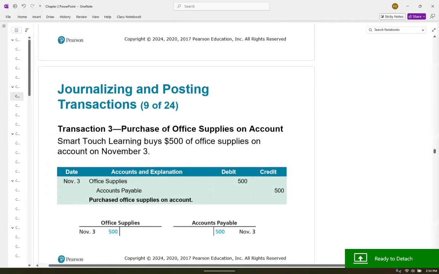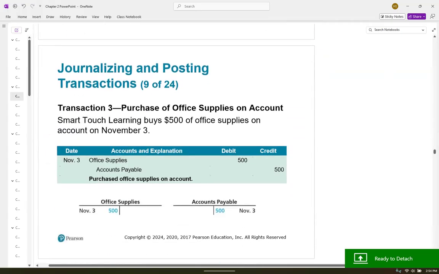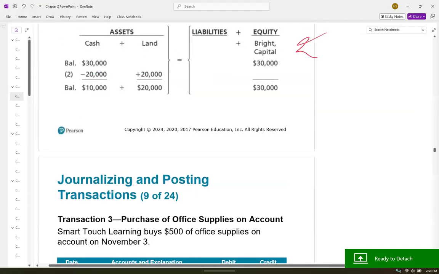Okay. Let's go through these a tiny bit faster because I know we're baby stepping in the shallow water of debits and credits here. Okay. We purchased some office supplies on account. Cash was not involved. Okay. So it says Smart Touch Learning buys $500 of office supplies on account on November the 3rd. Cash was not involved. We can mark that out. That's not going to be a guess.